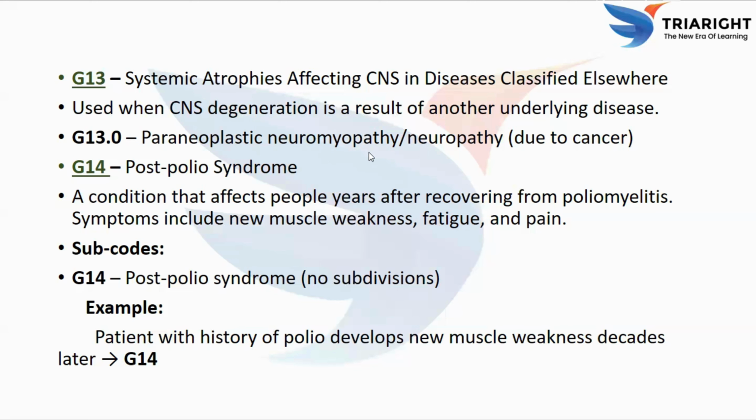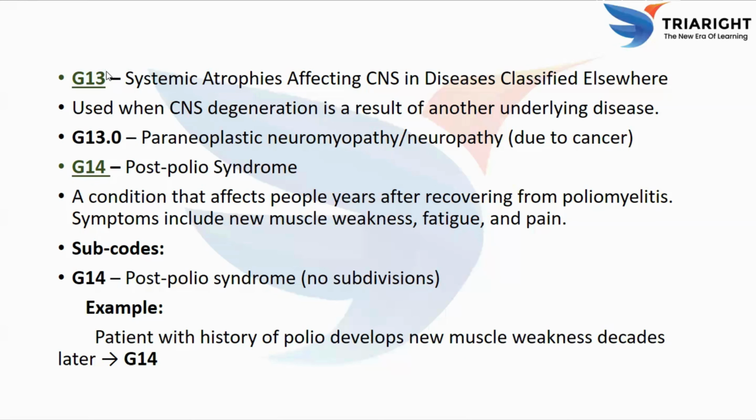What do you mean by neuromyopathy? Neuro means nerve, myo means muscle, pathy means disease, right? So whenever systemic atrophy affecting CNS in the disease caused by the underlying one, you have to assign the code G13, right?